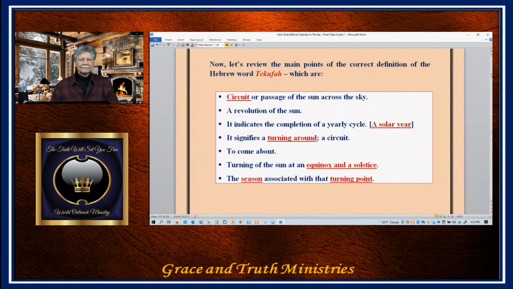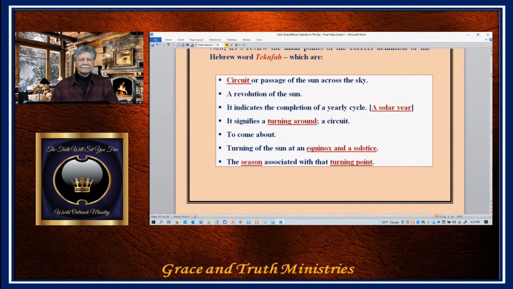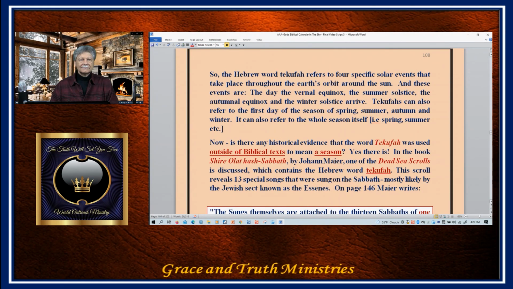It signifies a turning around, a circuit. To come about, it means. To turn about, to come about. The turning of the sun at an equinox and a solstice. The season associated with that turning point. So we're beginning to see the definitions of the word tikva and how they apply to the Earth's orbit around the sun and turning points. It's all there. God put it all there for us to see. We just have to search. We will find if we search, friends.